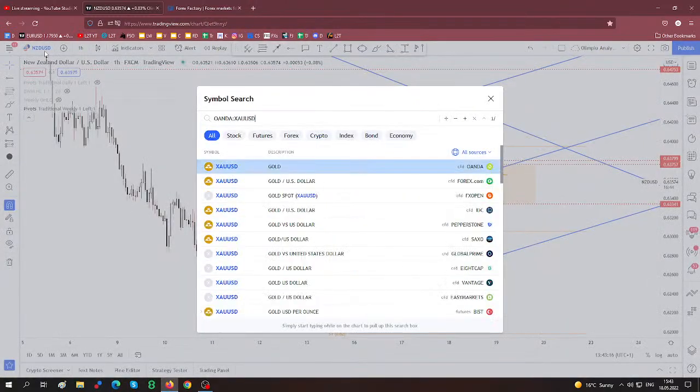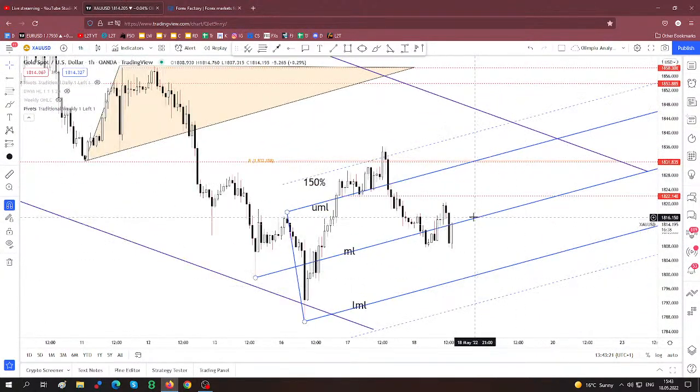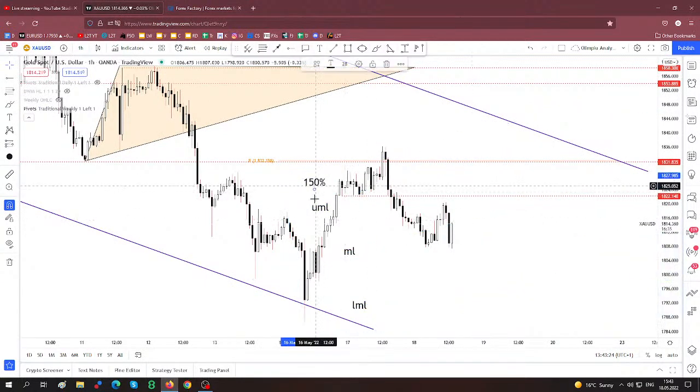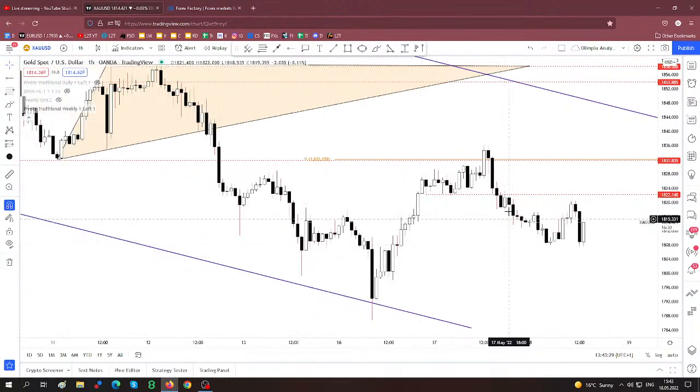Let's take a look at gold. Maybe I will delete this ascending pitchfork. So yesterday Orlando shared his trade here. A new lower low, 1822.14. So a new lower low here. This was his setup. His entry maybe here with stop loss around these levels.